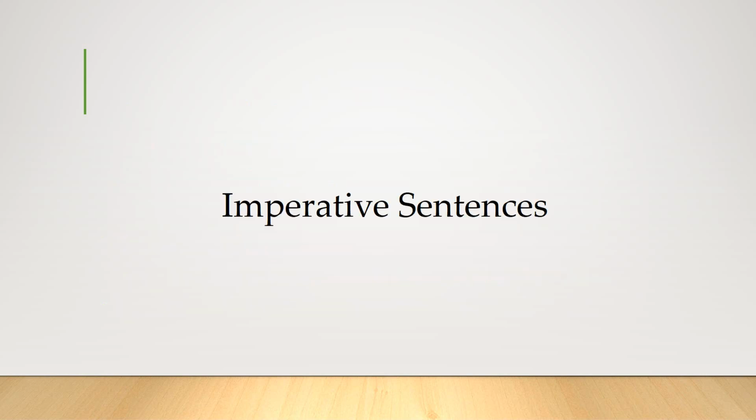Imperative sentences. This is an expression of a command. Mostly the subject is left out in imperative sentences and it is assumed as understood, such as in sentences like sit down, don't move, and thank him. The subject is left out in these examples.